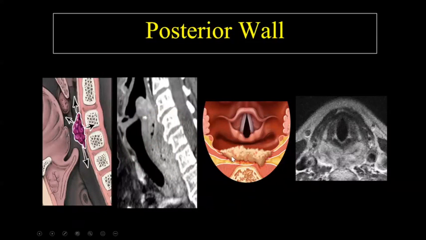The second subsite is the posterior pharyngeal wall. Here's a schematic illustration of a posterior pharyngeal wall carcinoma. And on the right-hand side, we can see this aggressive tumor involving the posterior pharyngeal wall on this contrast-enhanced T1 weighted image.